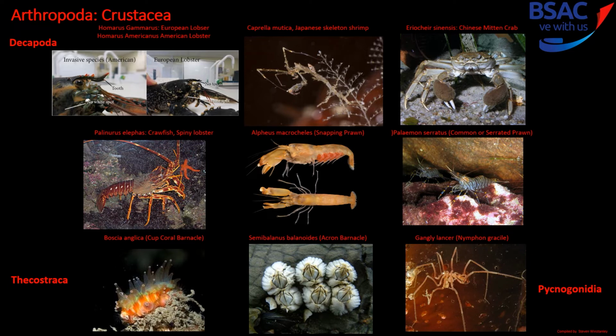Middle left we have the crawfish or spiny lobster, and it has been classified as a priority species under the UK 2010 Biodiversity Framework and is listed as vulnerable on the IUCN Red List. In the centre we have the snapping prawn, and to the right is the common or serrated prawn. In the middle rows. On the bottom left we have 2 pictures of Thecostraca or barnacles.